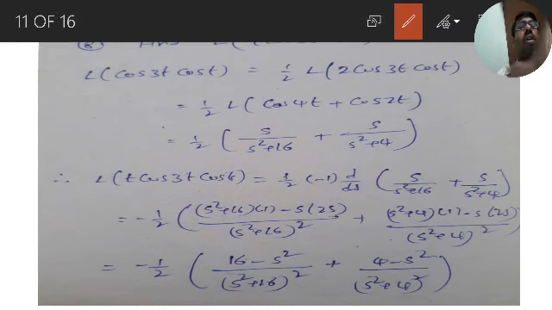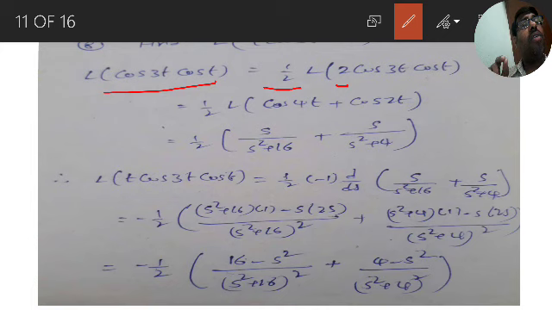Now L of cos 3t into cos t. We have a formula for L of sin at, we have a formula for L of cos at, but we don't have the formula for cos a into cos b. But you have to strike what? Mind should say you are having cos a into cos b, and we have a formula for 2 cos a into cos b. So multiply and divide with 2 to get 2 cos a cos b, multiplied by 2 and divided by 2.